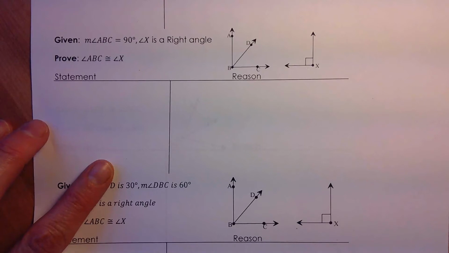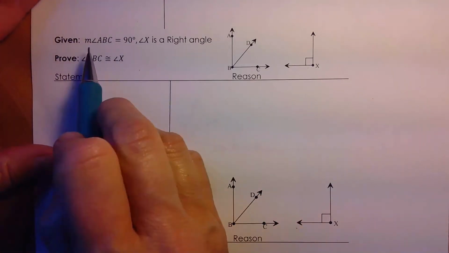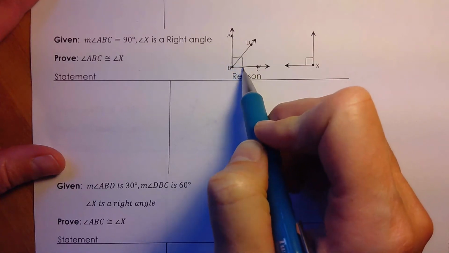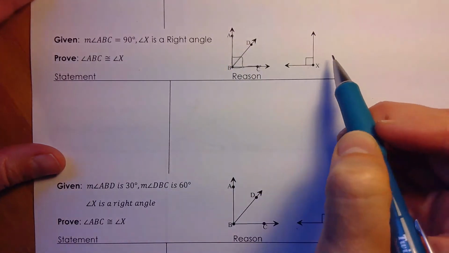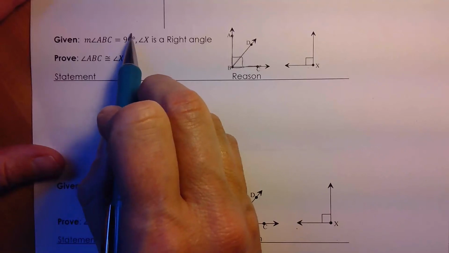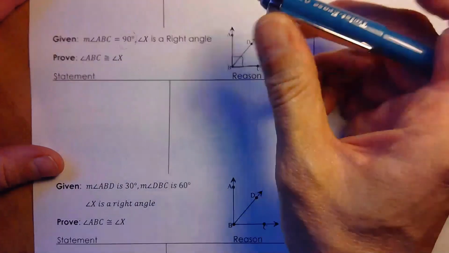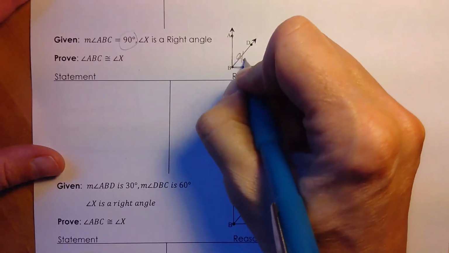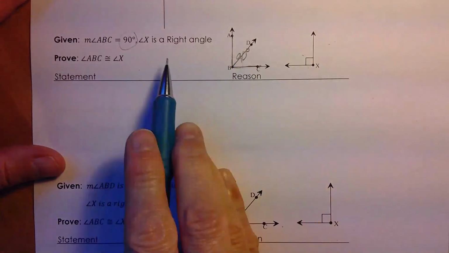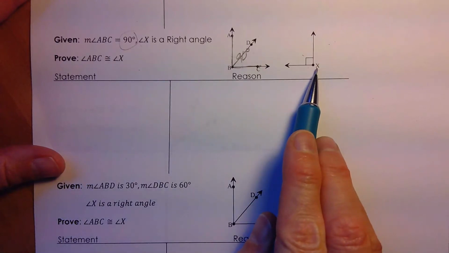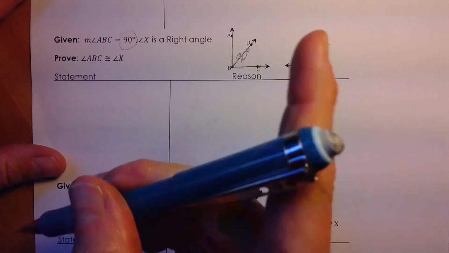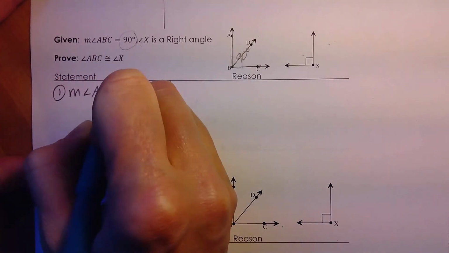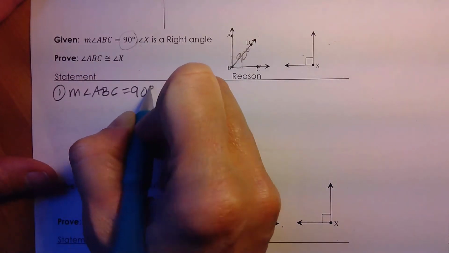Okay, next one seems like it's almost identical. So angle ABC is right. Again, ignore ray BD, unimportant for this problem. Oh, actually, it doesn't say it's a right angle. It says it's 90 degrees. I'm going to erase my little box and mark 90 degrees instead. So it is slightly different. And here it says angle X is a right angle. All right, so measure of angle ABC is 90 degrees.